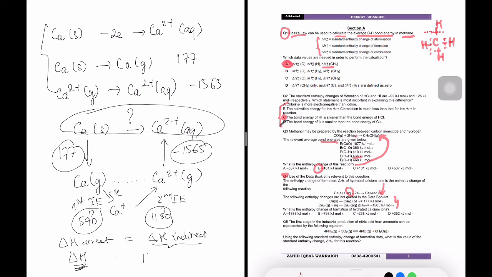Okay, so that would be 177 plus 590 plus 1150 and minus 1565. So putting all of these numbers together will give you the delta H of the reaction we are looking for, and the number is actually 352, and so the correct answer should be D.